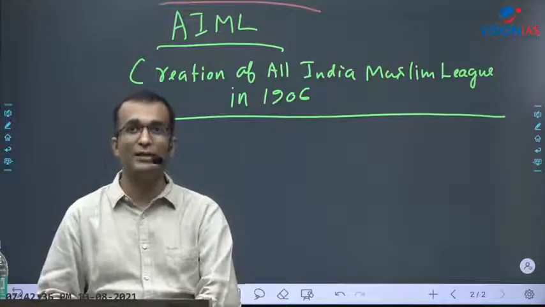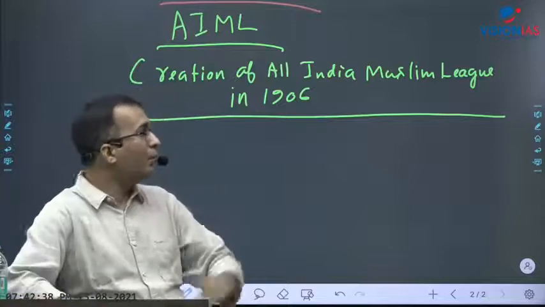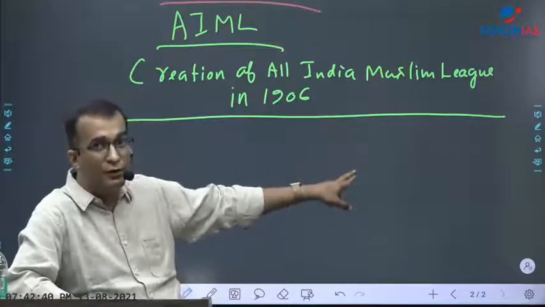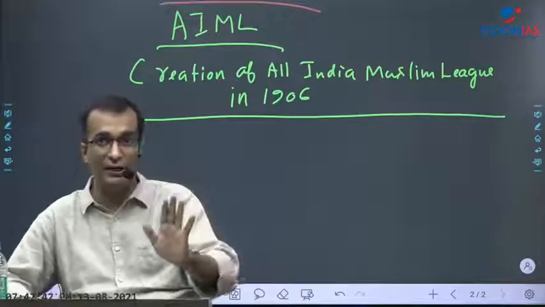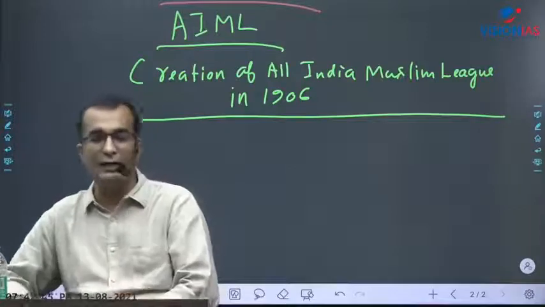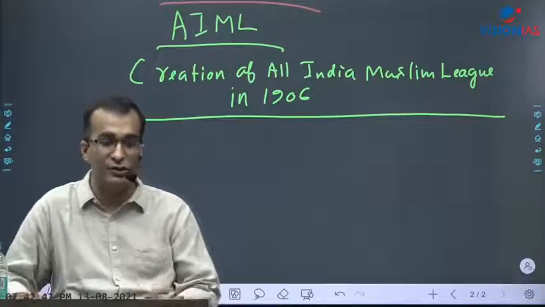But that cannot be said about the other organizations. So here it came with the support of the Viceroy Minto, and they made their agenda very clear. What was the agenda of the Muslim League at the time of its formation?